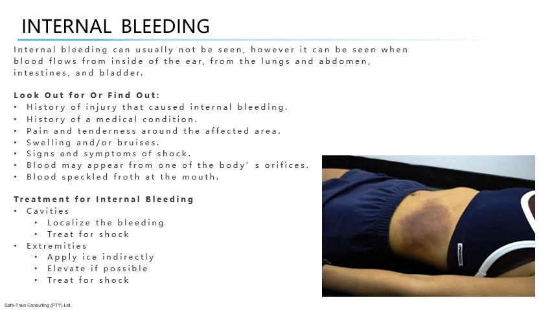Treatment for internal bleeding. Cavities: localize the bleeding, for example, position the patient. Treat for shock. Extremities: apply ice indirectly. Elevate if possible. Treat for shock.